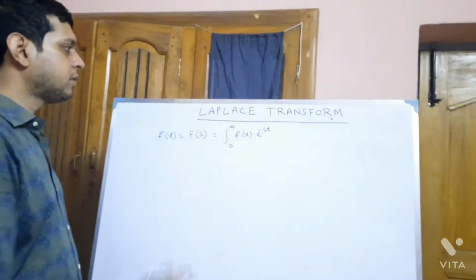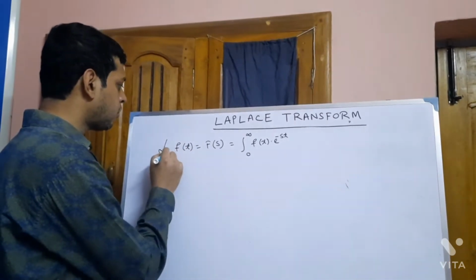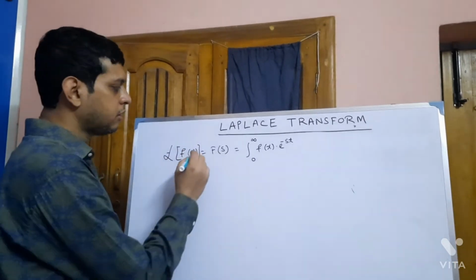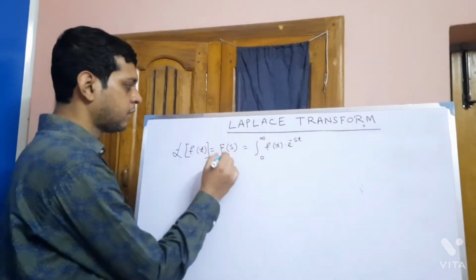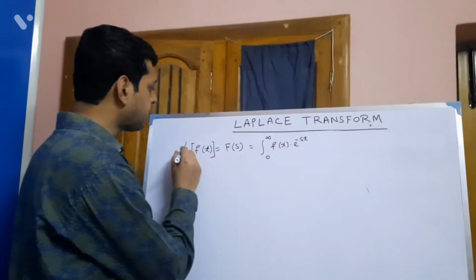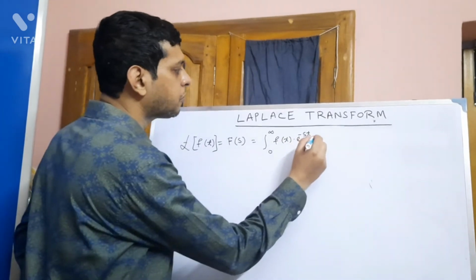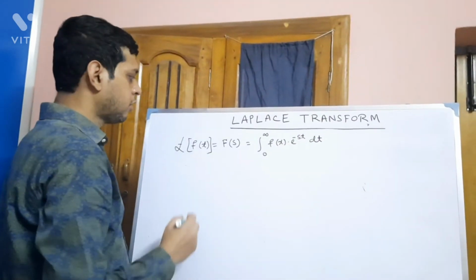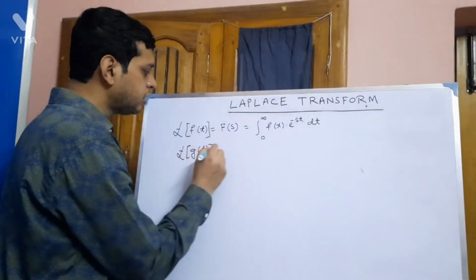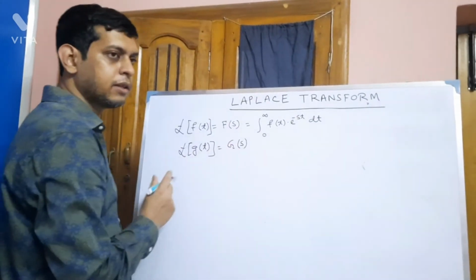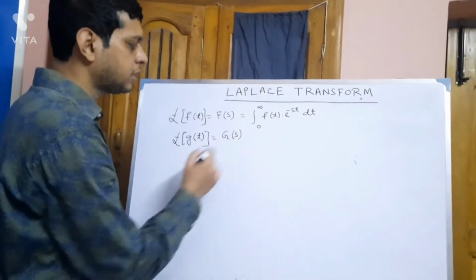Now let us discuss the Laplace transform directly. The Laplace transform of the time function f(t) is given by F(s). We will use the capital letter F here, and the Laplace transform of f(t) is defined as the integration from 0 to infinity of f(t) e to the power minus st dt. Okay, and we will call the Laplace transform of g(t) equal to G(s). This is capital letter G, and this is a function of the complex frequency S.